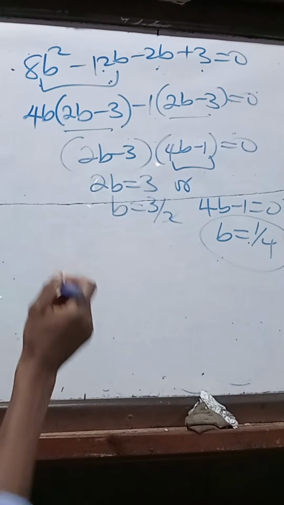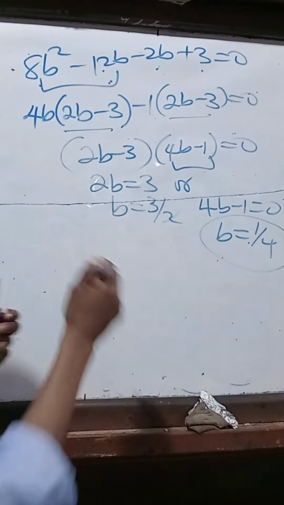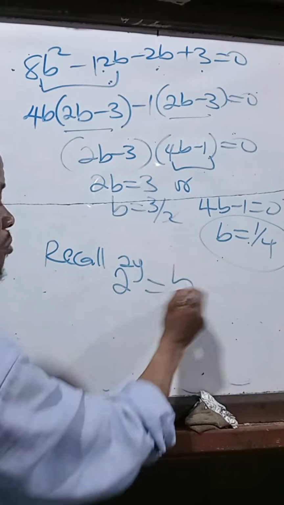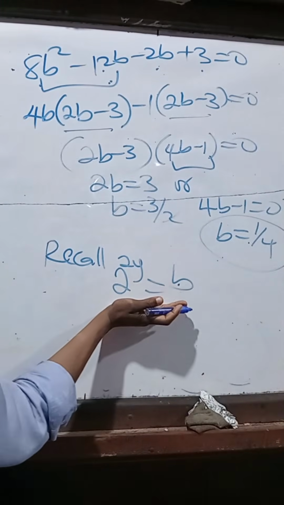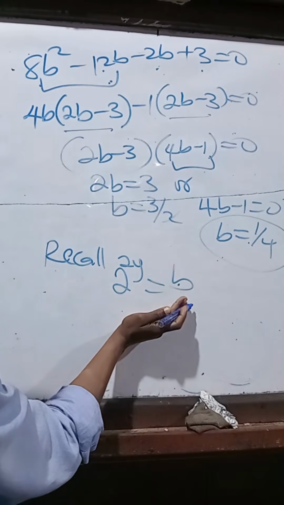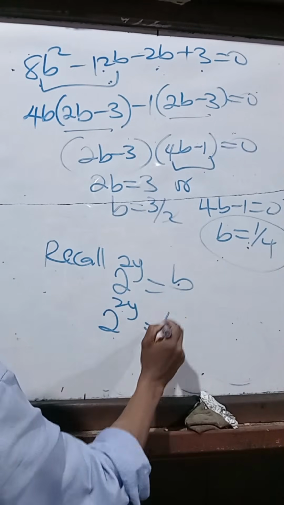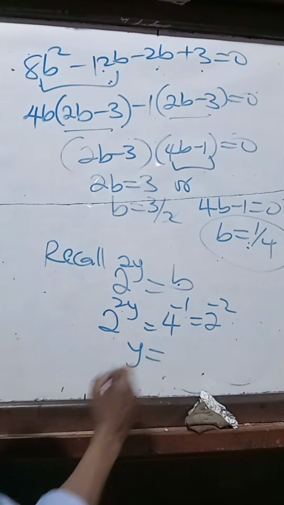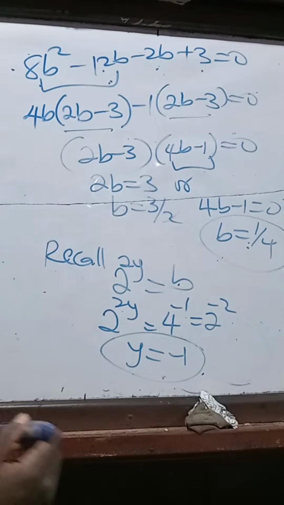No. Don't forget, b was not the original variable. I think we have y. And don't forget, we said, recall, 2 to the power 2y is equal to b. So b wasn't part of the question. Then let's now look, when b is 1 over 4, let's solve that. 2 to the power 2y. 1 over 4 is 4 to the power minus 1, which is 2 to the power minus 2. So y is equal to minus 1. That's what we get there.